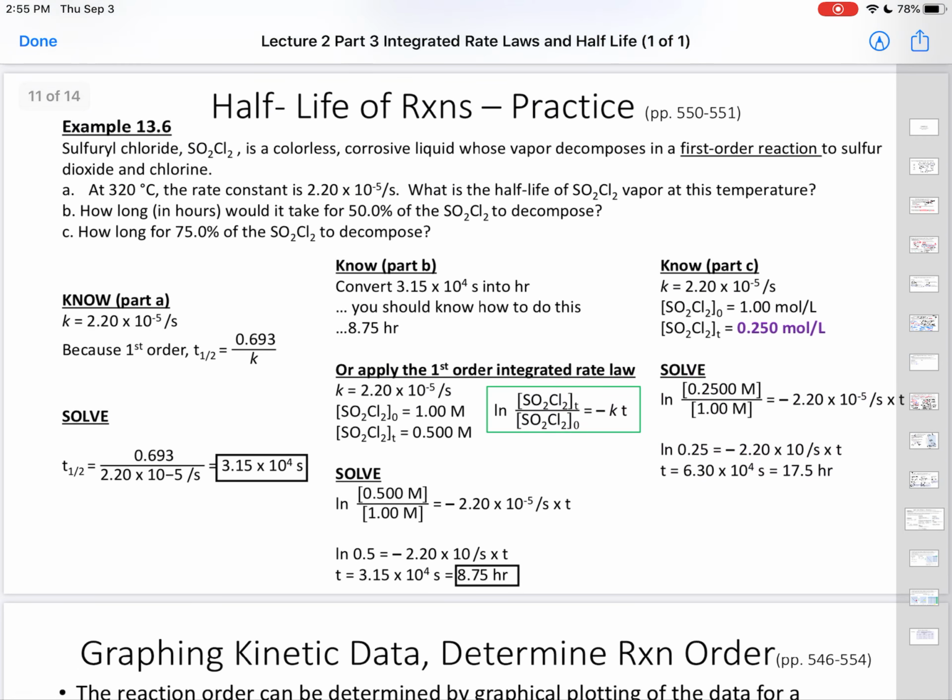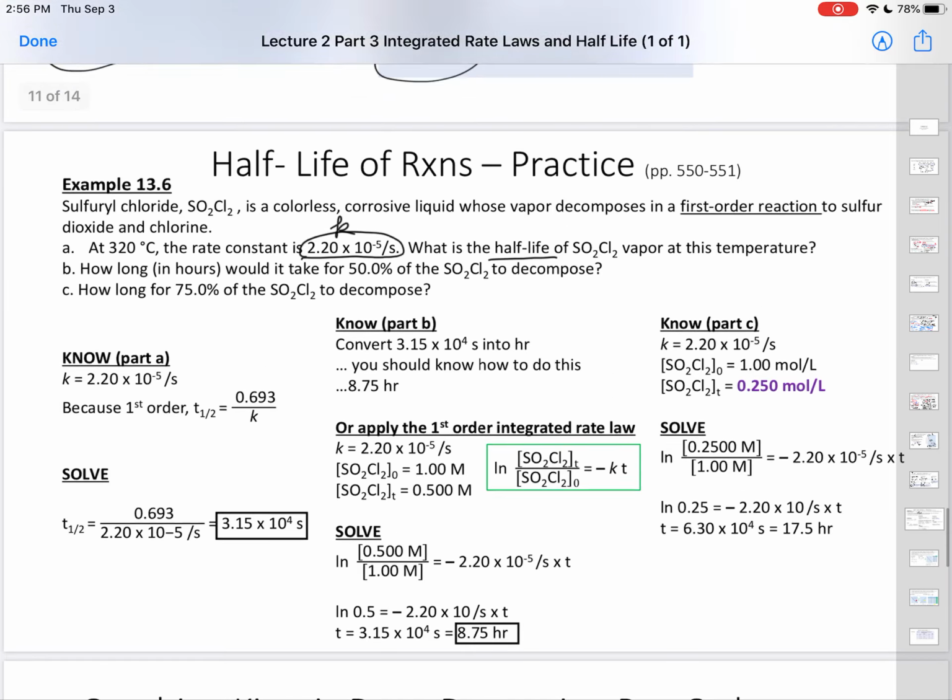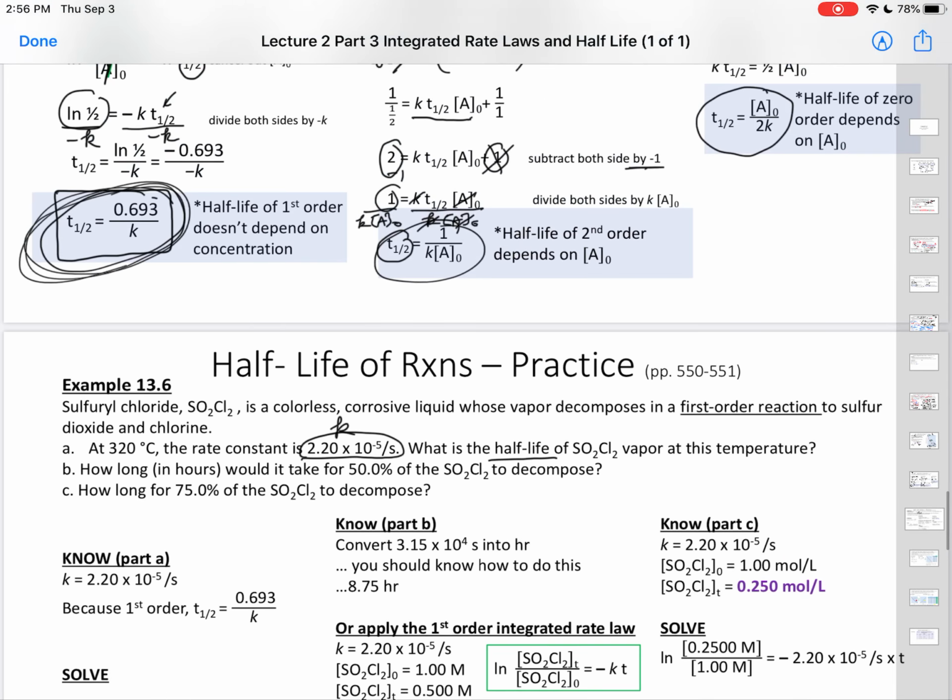Okay, so really, let me just go through quickly an example of how you would use these half-life equations. It says sulfuryl chloride is a colorless corrosive liquid. It's a first order reaction. At 320 degrees Celsius, the rate constant is 2.20 times 10 to the minus 5, 1 over s. And they want to know what is the half-life at this temperature. Because it is a first order reaction, we're going to go back and use this equation here.